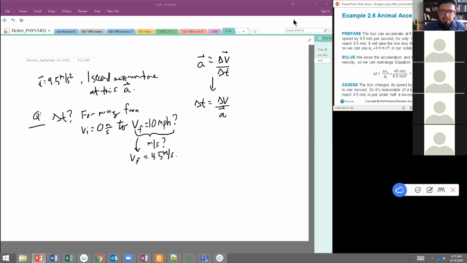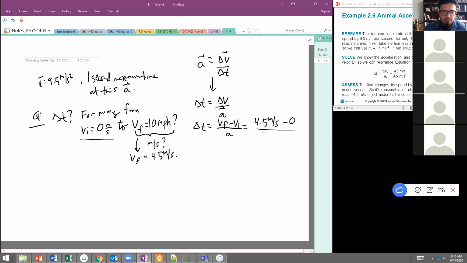What that means then is we're going to plug that information into this expression. So delta t, which is change in velocity, if you remember, is final minus initial velocity over acceleration. But we said the initial velocity was just 0. So in this expression, we're just going to have 4.5 meters per second minus 0 over the acceleration of 9.5 meters per second squared. So essentially 4.5 divided by 9.5 is going to give you roughly half, or 0.47 seconds.